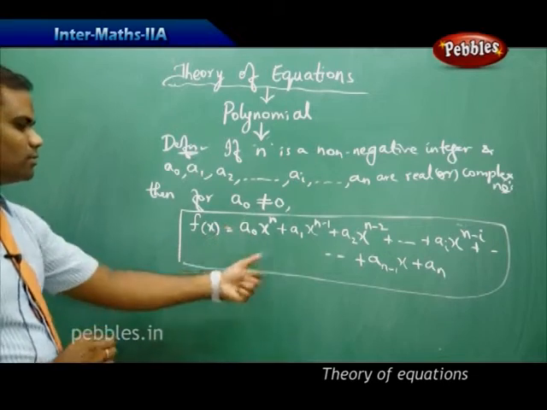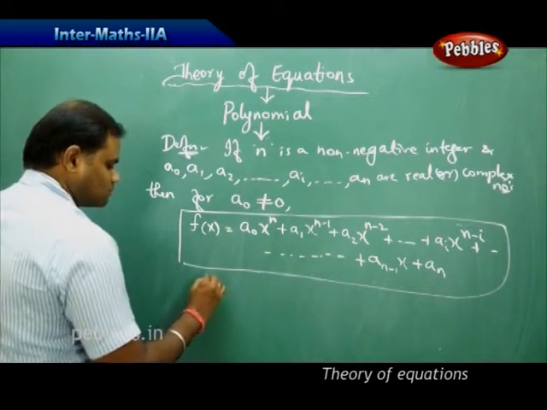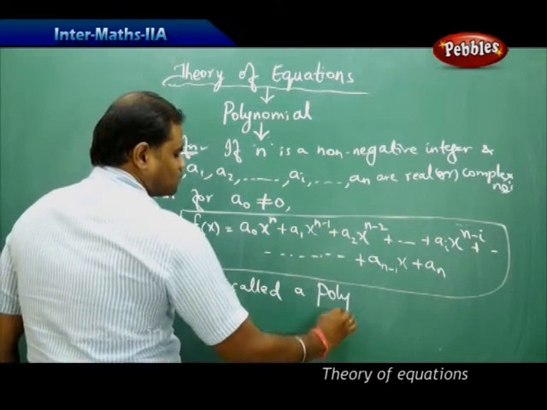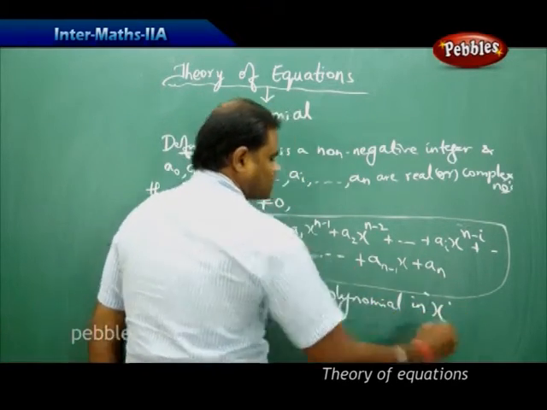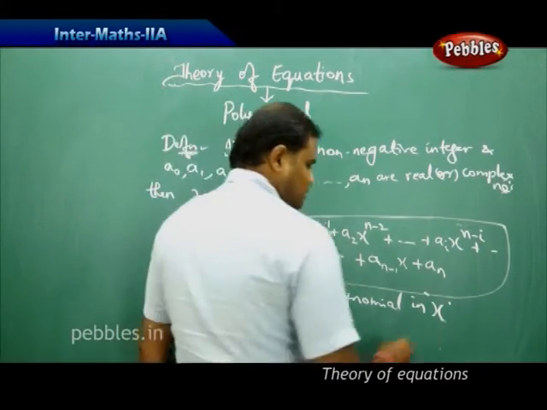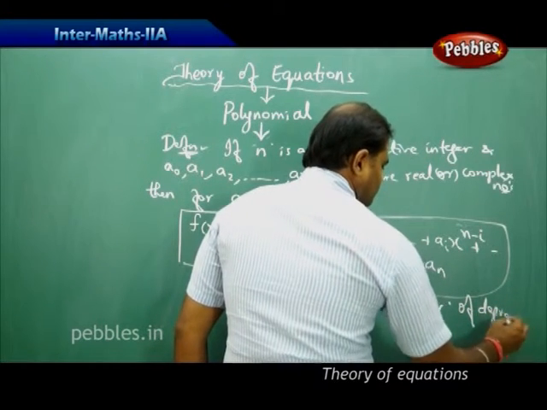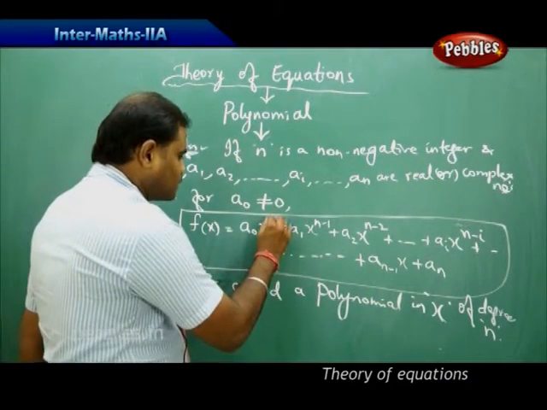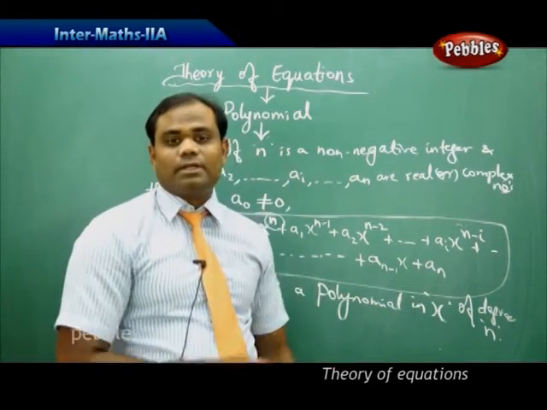Then for a0 not equal to 0, this is called a polynomial in x. Because the variable is x, I call this a polynomial in x of degree n, because the highest power in this case is n. Therefore, the degree of the polynomial is n.